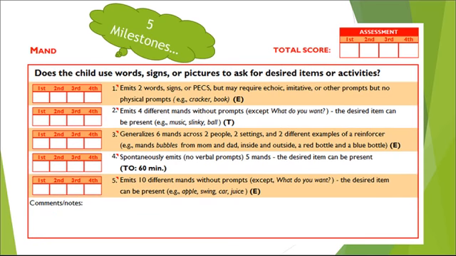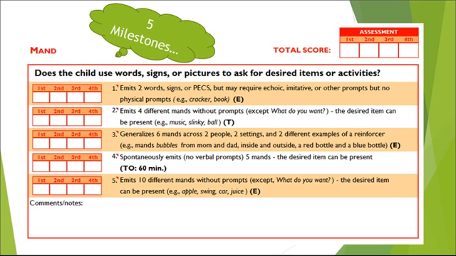So we look a little bit closer. You continue to flip through your protocol book and you get to level 1 mand milestones. So it's, again, separated into 5. The main thing that this repertoire is looking at is, does the child use words, signs, or pictures to ask for desired items or activities? The very first part of this, kind of what Sundberg sees as the first milestone in getting toward this goal, is that the child emits 2 words, signs, or pecs, but they may require echoic, imitative, or other prompts, but no physical prompts. So maybe mom has to hold up the cracker and say, do you want the cracker?